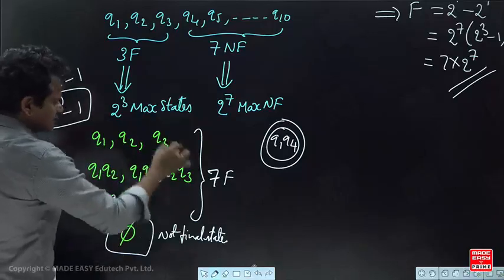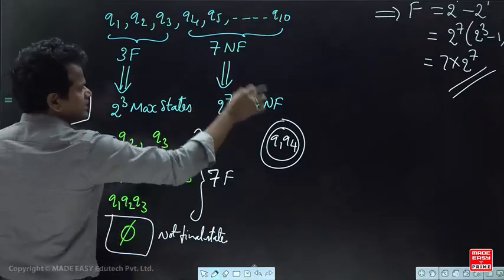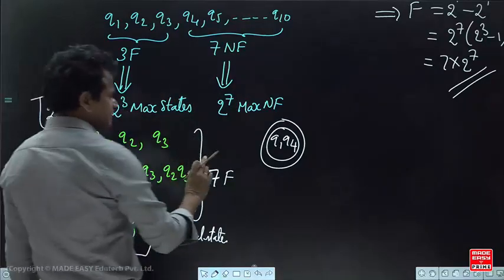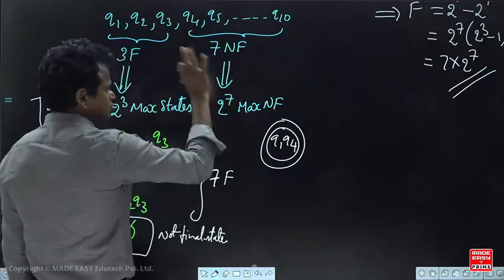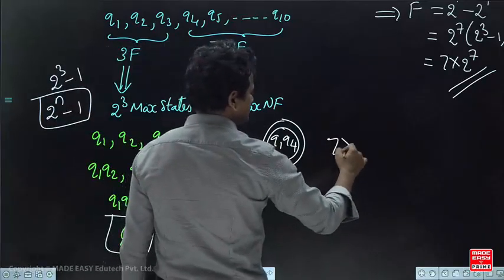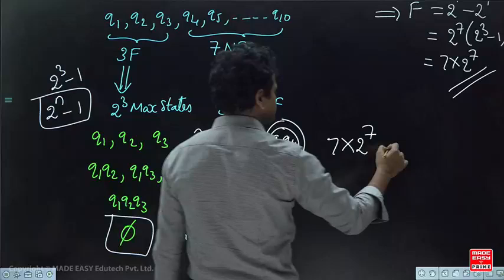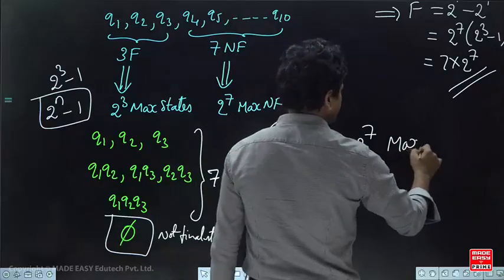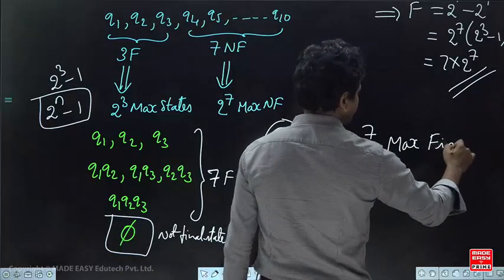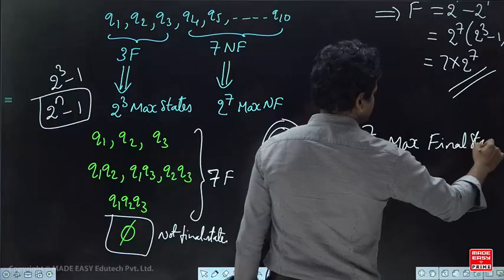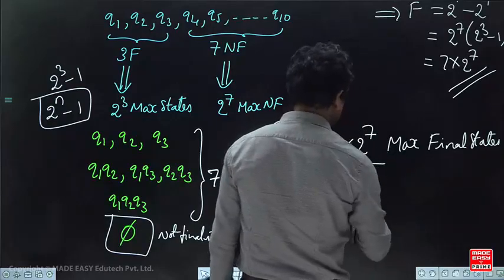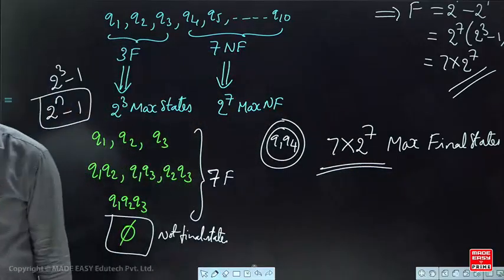So how many are these? 7 final. And how many non-final? 2 power 7. So if I club any of these 7 with 2 power 7, then 7 into 2 power 7 maximum final states will be there. Okay, so take this one. 7 into 2 power 7 is the answer.